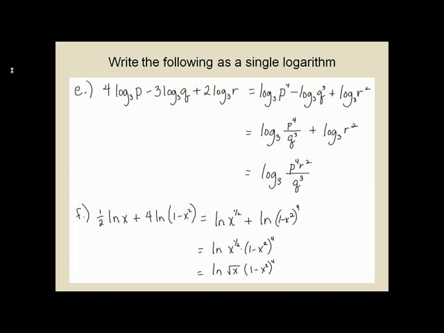Part E, 4 log base 3 of p minus 3 log base 3 of q plus 2 log base 3 of r. Notice I again have coefficients in front of my logs that have to be moved, and I'll use property number 3 to put those back as powers. So that's going to be log base 3 of p to the 4th minus log base 3 of q to the 3rd plus log base 3 of r squared. I cannot combine logarithms using my properties as long as coefficients are out in front of them. The coefficients must be moved back into the power location using property number 3.